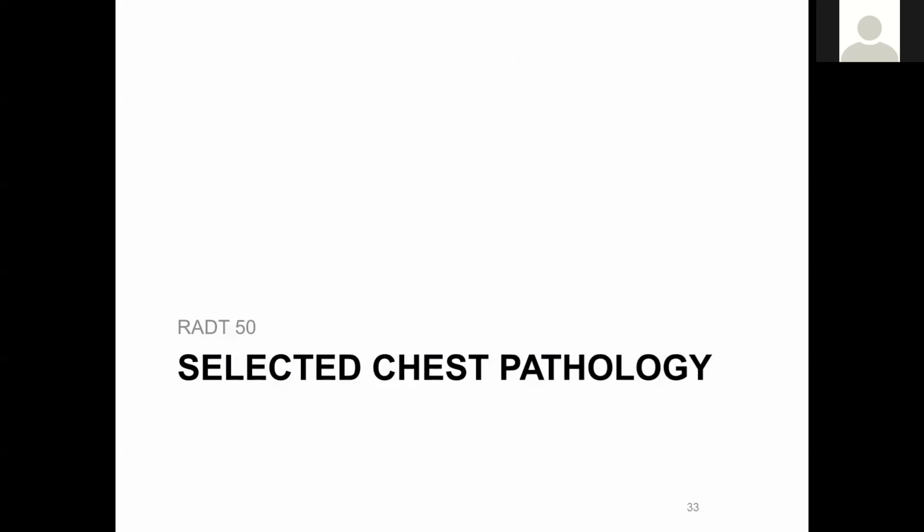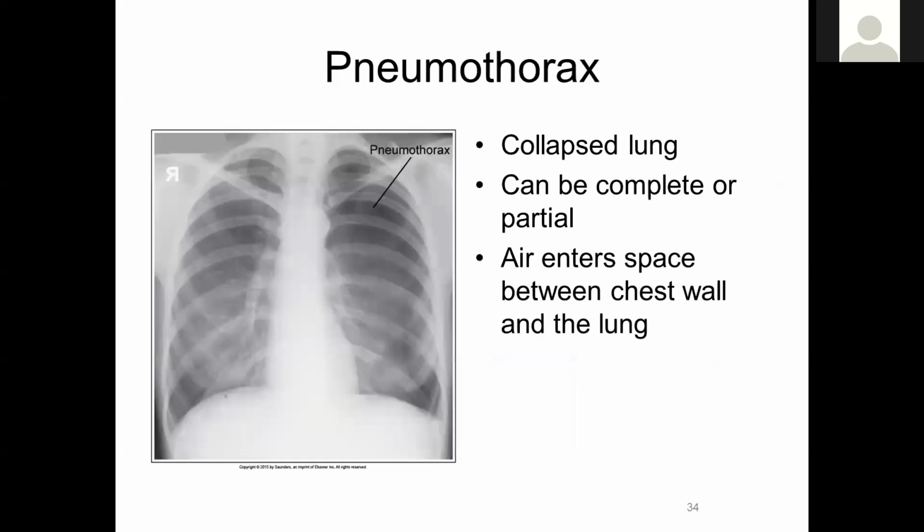Some selected chest pathology, how it looks on images. Pneumothorax. This is a collapsed lung. It can be a complete collapse or a partial collapse. What this involves is air entering the space between the chest wall and the lung. Remember that pleural lining? Essentially, when you are breathing, you have one line of the pleura sliding on top of the other. Ribs are moving, diaphragm is moving, lungs expand to fill with air or exhale and compact.